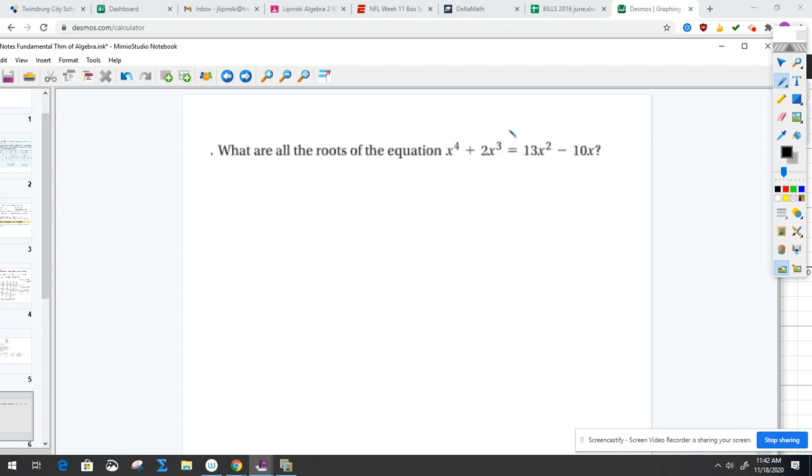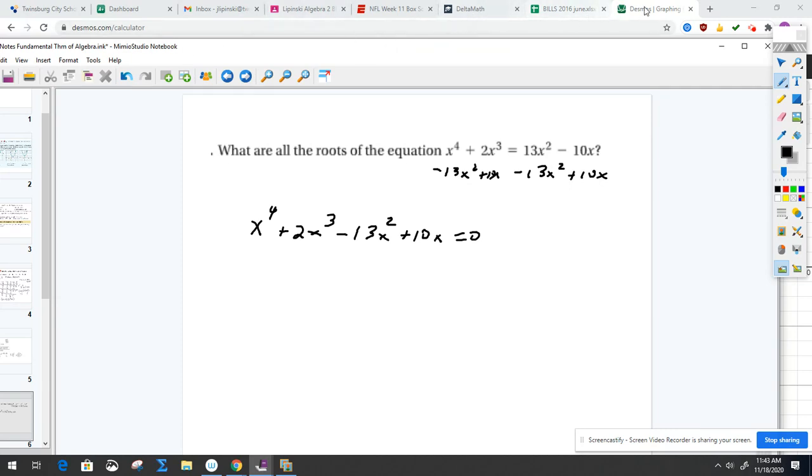In order for me to solve this, I have to make sure that it's set equal to 0. So the first thing that I need to do for this problem is subtract 13x squared and add 10x to both sides. So I've got x to the 4th plus 2x cubed minus 13x squared plus 10x equals 0. I should be able to ask you right now, how many zeros should you be able to find? And the answer to that is 4.